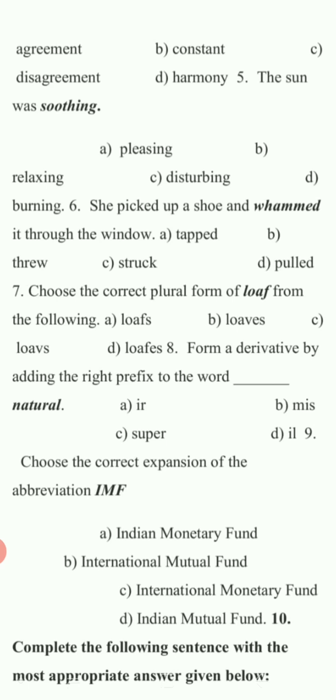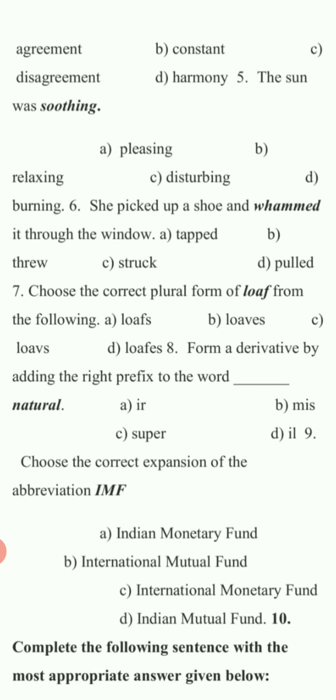Fifth question. The sun was soothing. Option A, pleasing. B, relaxing. C, disturbing. D, burning. Which is the answer? Can you guess? Yes, option D, burning is the correct answer.